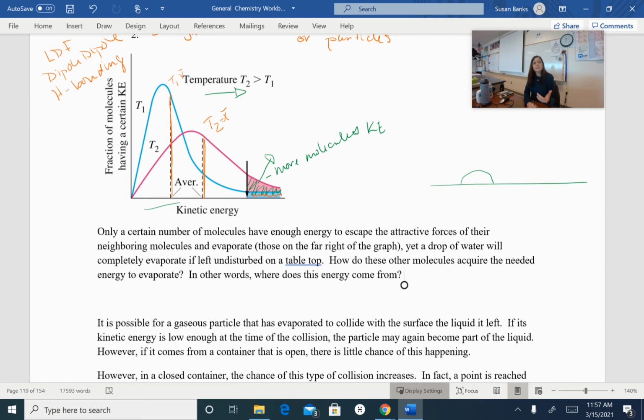You're going to say you feel cold because the water is evaporating from you. Doesn't it take energy to evaporate? Yes, it does. So that energy that it takes to evaporate is the water taking it from your body. That's why your body feels cold. It's taking the energy from your body. So the energy comes from the surrounding materials.